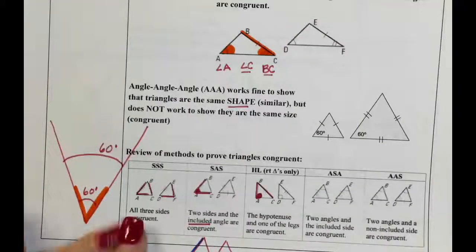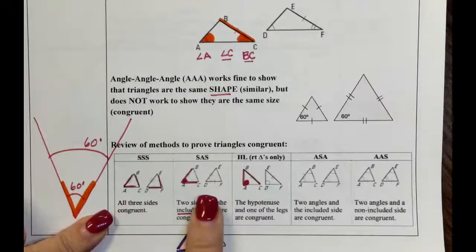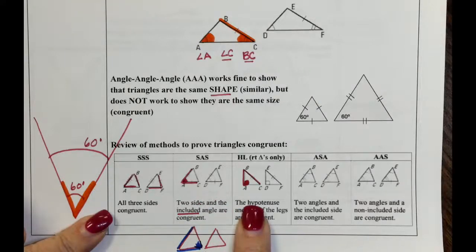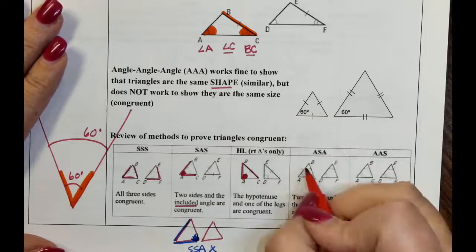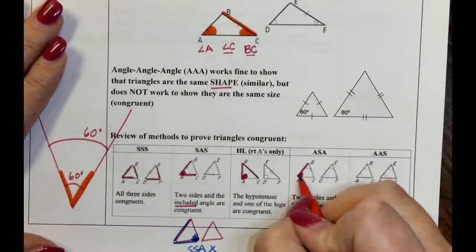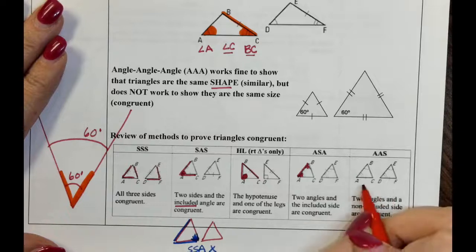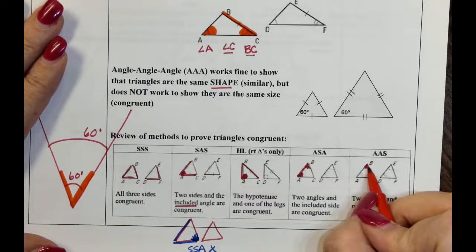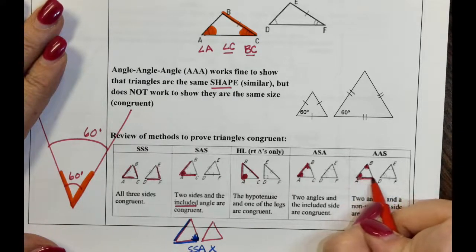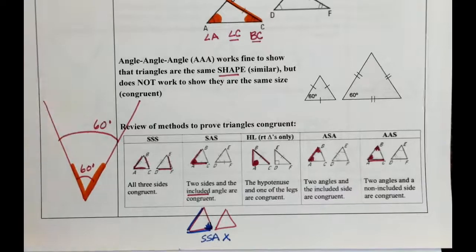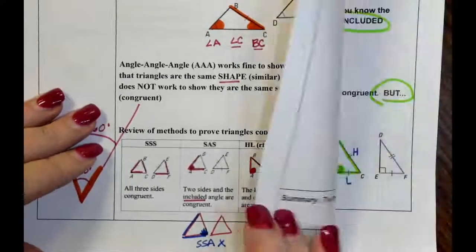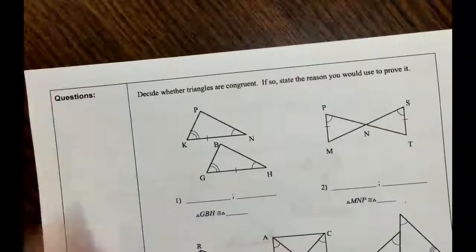So here are our 5: side, side, side; side, angle, side; HL as a replacement to SSA; ASA, where the side is included, here's my side, here's my angles on either side; and then angle, angle, side, here's my angle, here's my angle, and here's my side. Only look at the colored pieces, which is why it is so important for you to mark the pieces with color, because it will help you to see what happens. So let's look at some practice problems with this.